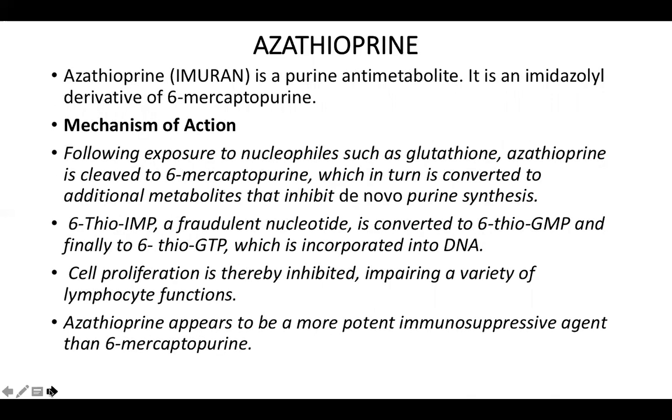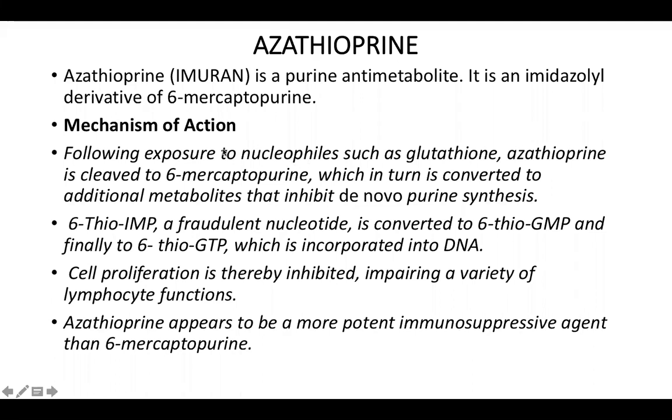Now one more drug, azathioprine. I'm sure you've read about azathioprine. It is an anti-metabolite. Its mechanism of action: following exposure to nucleophiles such as glutathione, azathioprine is cleaved to 6-mercaptopurine, which in turn is converted to additional metabolites that inhibit de novo purine synthesis. 6-thioIMP, a fraudulent nucleotide, is converted to 6-thioGMP.